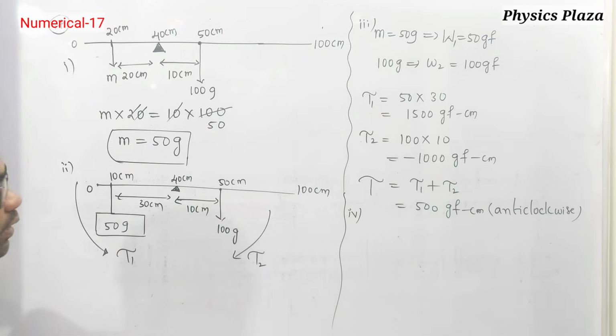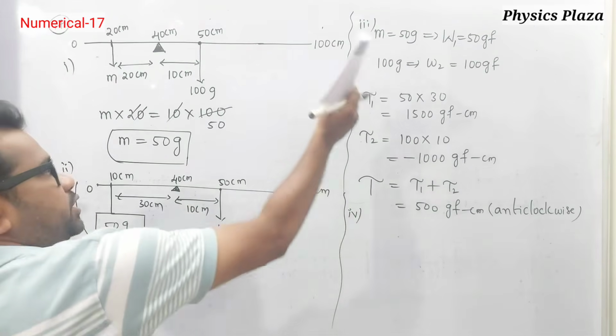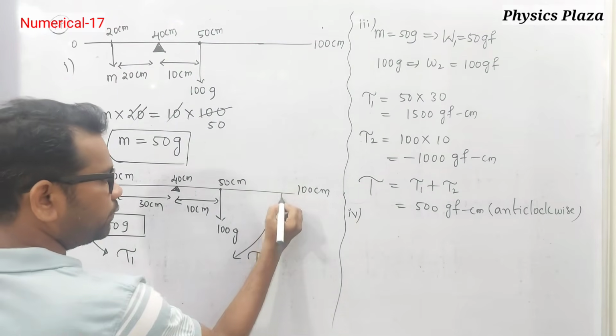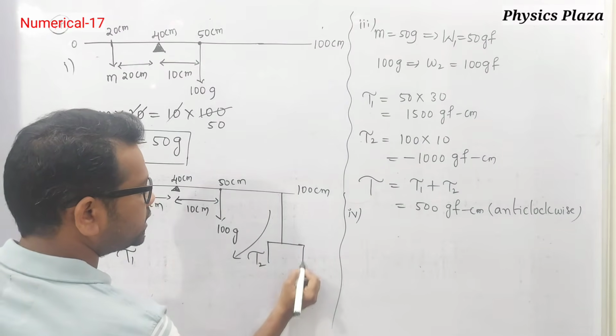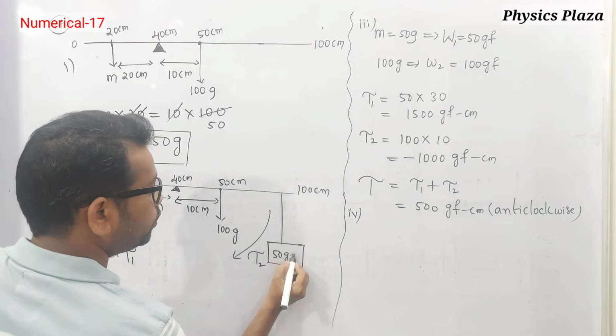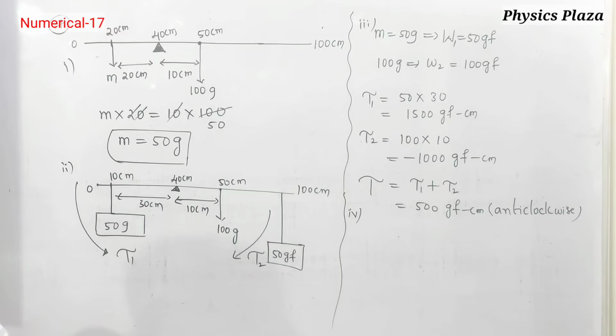Children, in result what is happening? It is trying to tilt in the anti-clockwise direction. Obviously, the 50 gram weight has to be added on the right side only. But where are you going to add? It's very simple. Let us use the same concept.